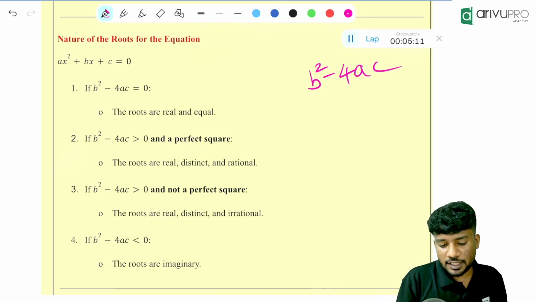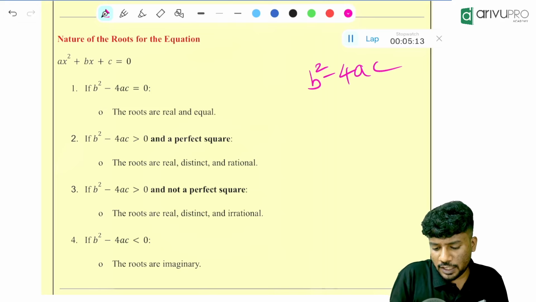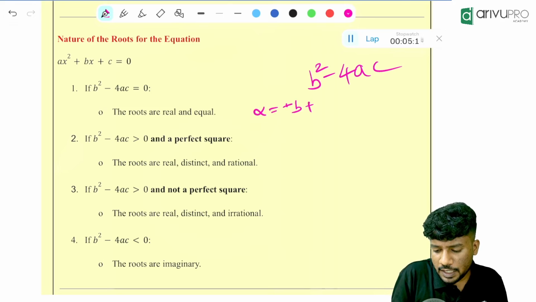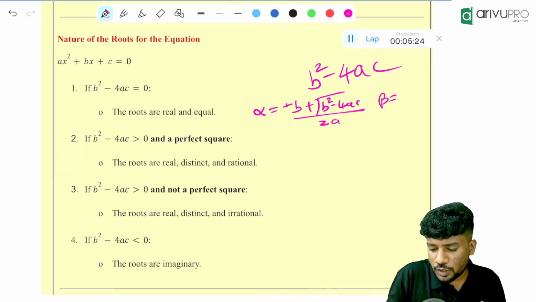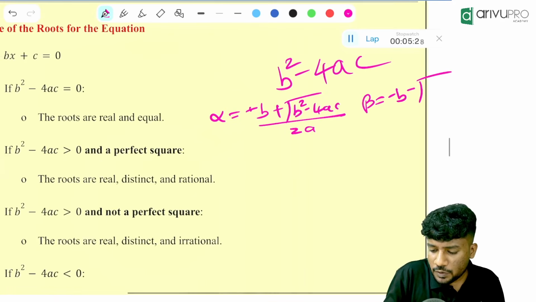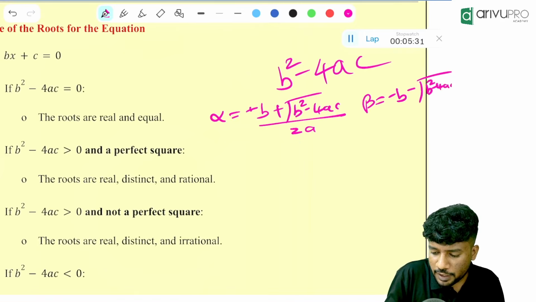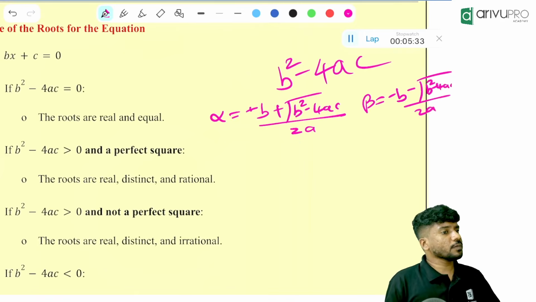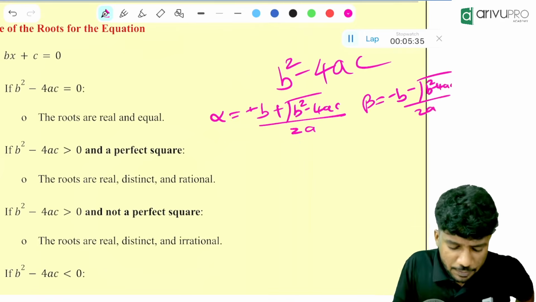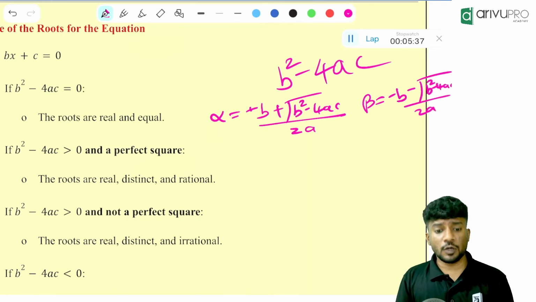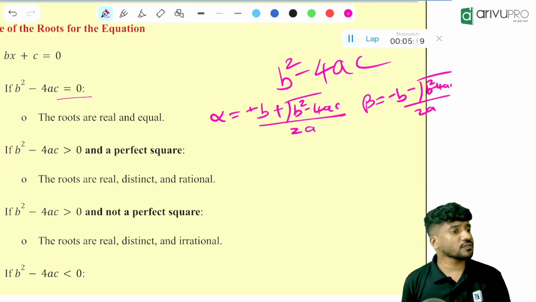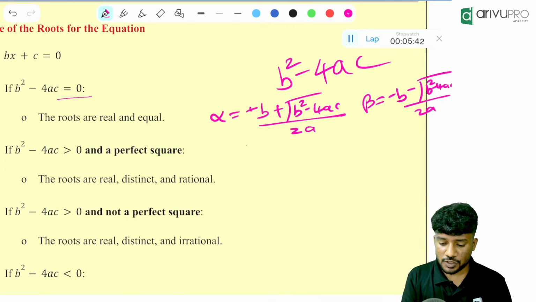So people, listen carefully. What are the roots of a quadratic equation? Alpha is equal to minus b plus root of b square minus 4ac divided by 2a. Then beta is equal to minus b minus root of b square minus 4ac divided by 2a. Now I am taking you to the conditions. What if the discriminant is equal to 0? That is, b square minus 4ac is equal to 0. Alpha will be how much?